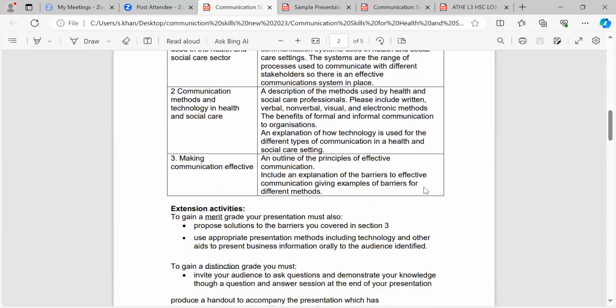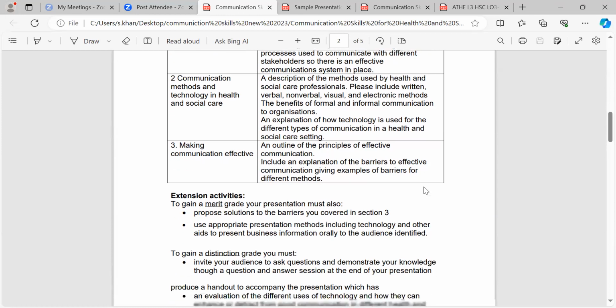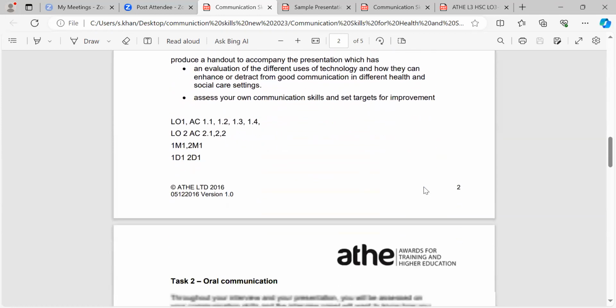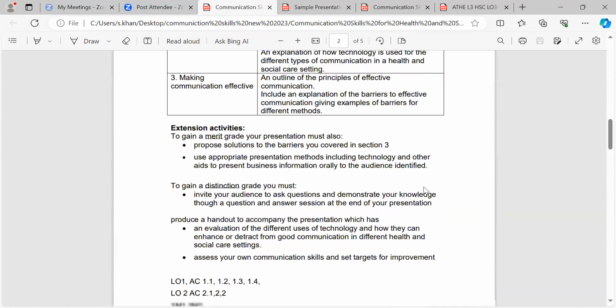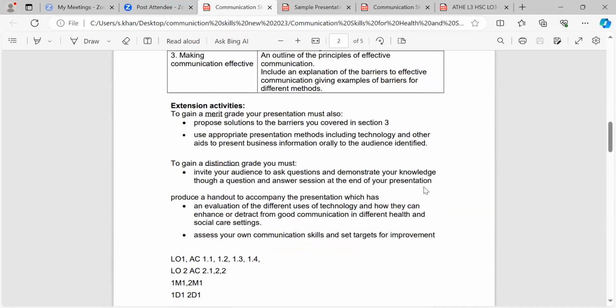Number 2, communication methods and technology in health and social care. A description of methods used by health and social care professionals. And I think that this is task 2. So, okay, the extension activity now: if you want to gain a merit for your presentation, you must also look at proposing solutions to the barriers you covered in section 3.